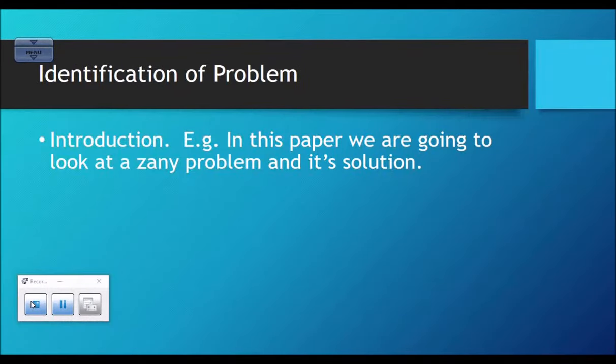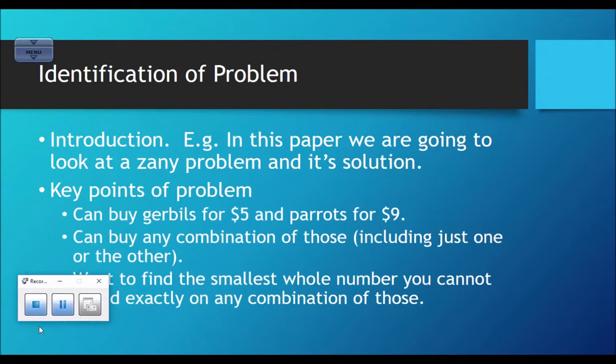Okay, there we go. So in your introduction / problem section, you should have had an introduction. It could have been the first sentence, like, in this paper we're going to look at the zany problem and its solution, or something like that, but let your reader know what you're doing instead of just diving right into the problem. Okay, and then you needed the key points of the problem.